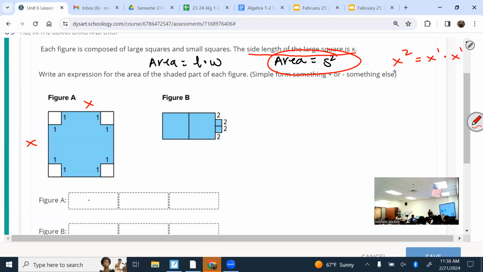So that's my large square. We want just the shaded parts though. They have some non-shaded squares inside of it. Would that add or subtract to the area of the shaded part? It's going to be X squared minus, and then I need to find these areas, which I can because they have dimensions. So if the area of a square is side length squared, what's 1 squared?